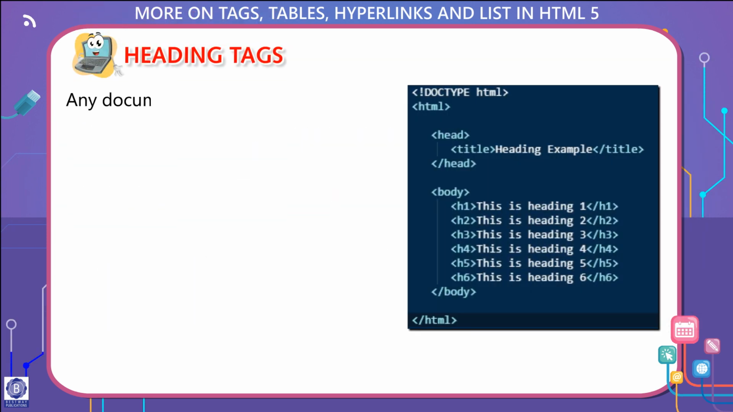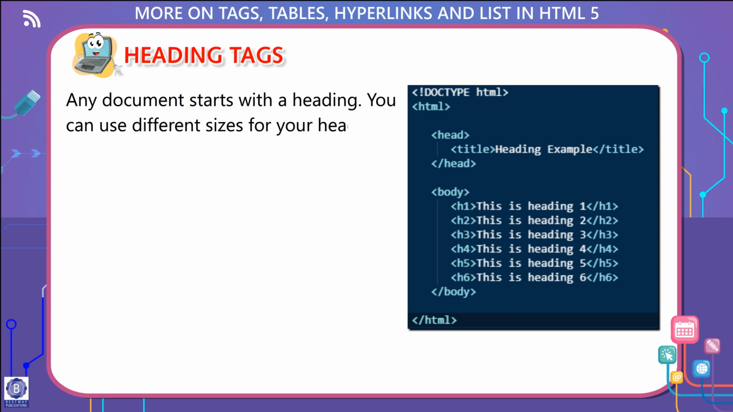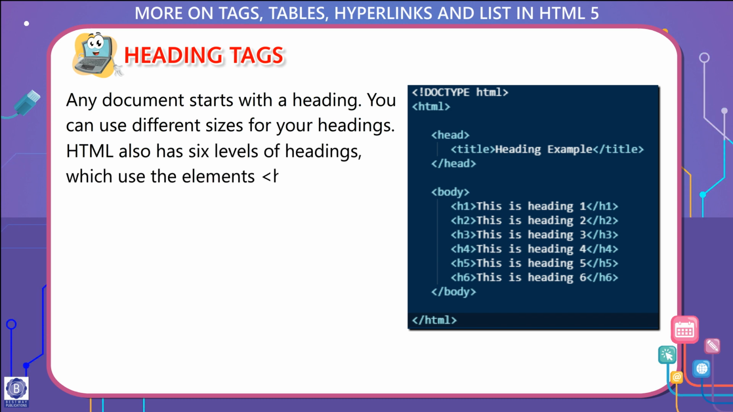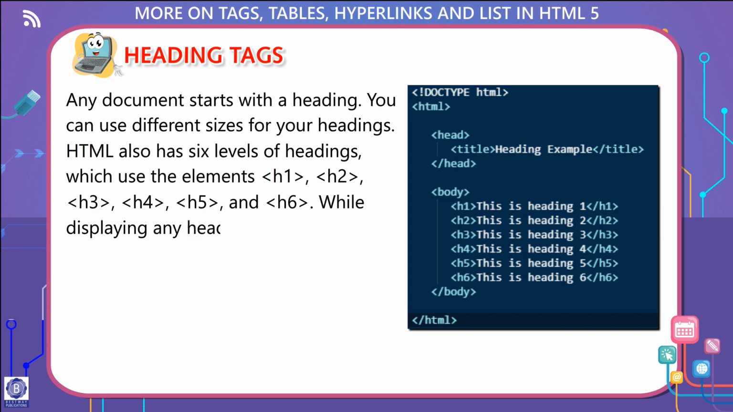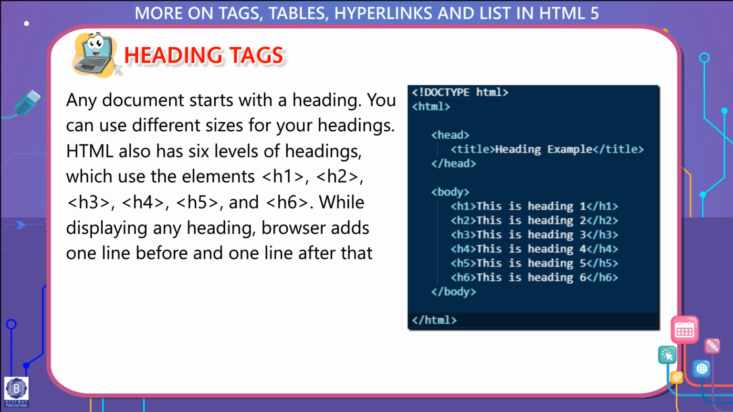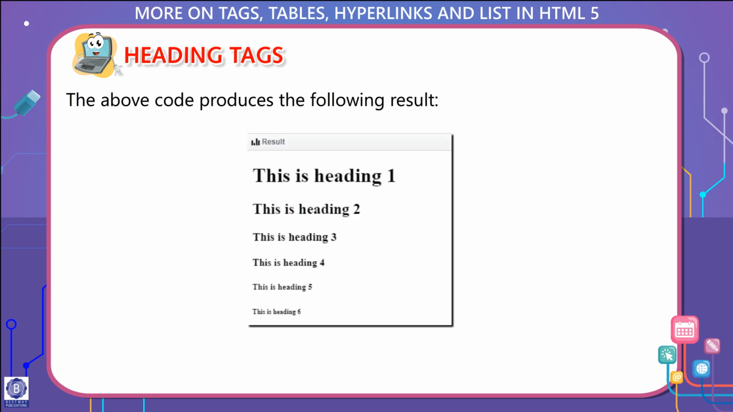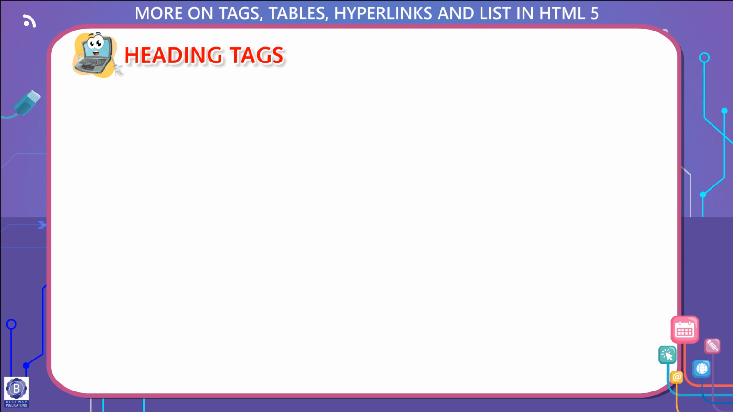Heading tags. Any document starts with a heading. You can use different sizes of headings. HTML has 6 levels of headings, which use the tags H1, H2, H3, H4, H5, and H6. While displaying any heading, the browser adds one line before and one line after that heading. The above code produces the following result.